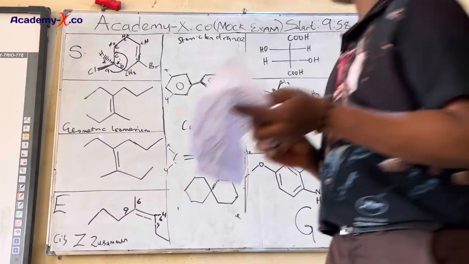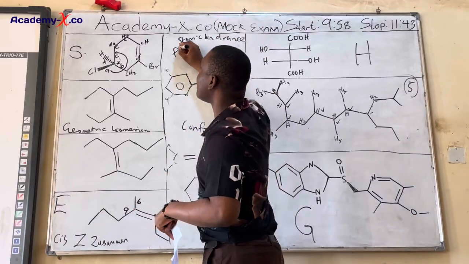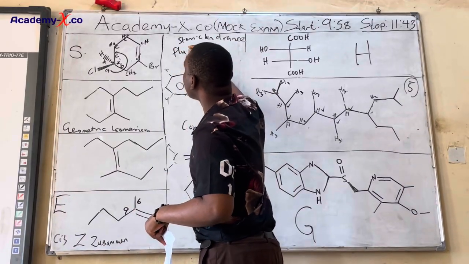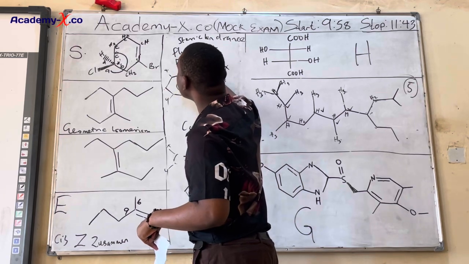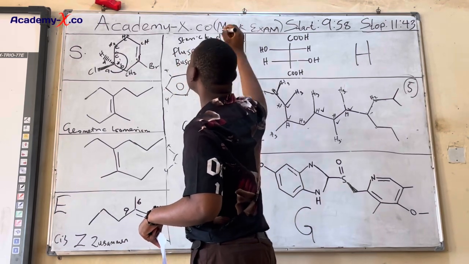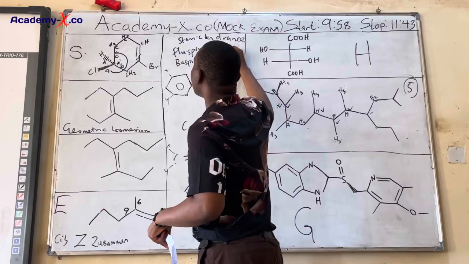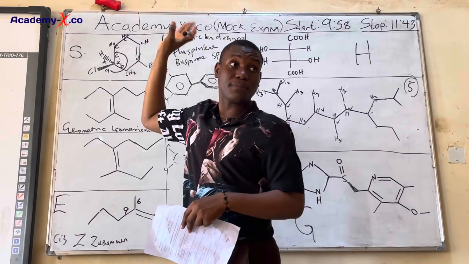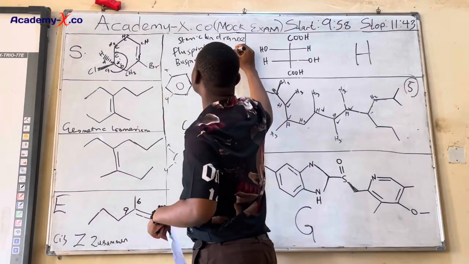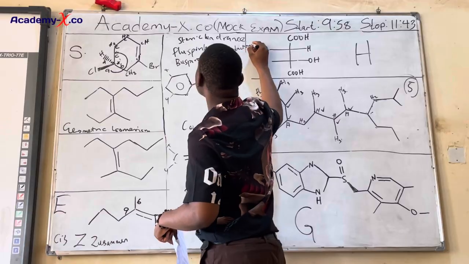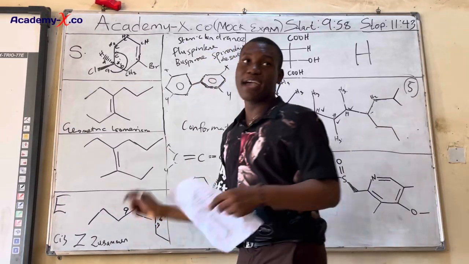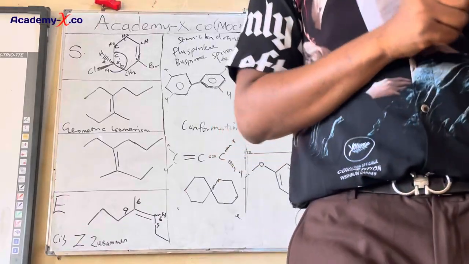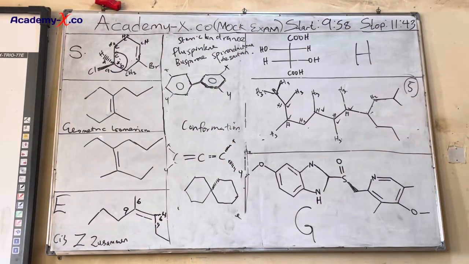Examples of such compounds include fluspirilene, buspirone, spironolactone. I hope you have been hearing these drugs before. Spironolactone, irbesartan. These are spiral compounds. They contain these spiral moieties inside them. Now we are almost done.